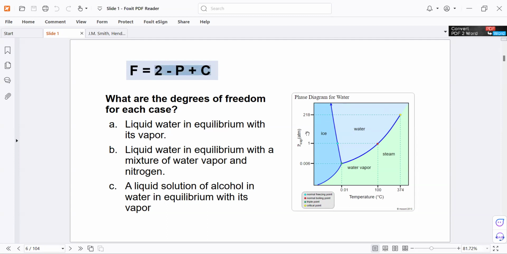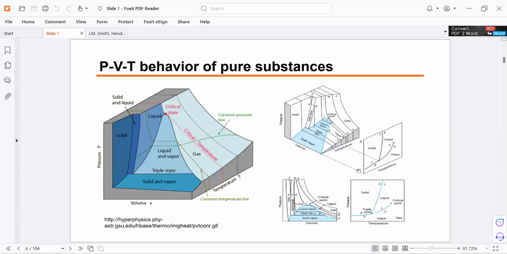On the right, you'll see the phase diagram of water, but we will discuss this further in the next slides. So this is the PVT behavior of pure substances. On a 3D graph, as you can see, we have pressure on the vertical axis, volume on the horizontal x-axis, and temperature on the diagonal axis or z-axis. And so we have the different phases on the 3D graph.